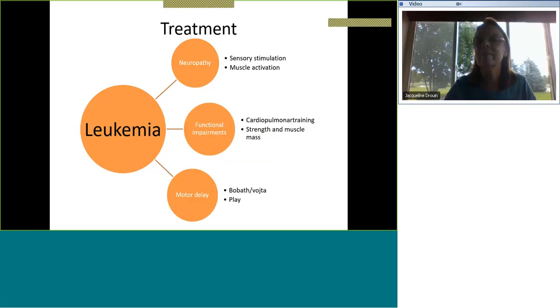Now we have talked about the physical therapy treatment for some sequelae, and now we're going to mention the main ones in leukemia. The neuropathy that is very common can be treated with sensory stimulation with, for example, temperature like hot and cold, different textures, and also with walking without socks and shoes on.